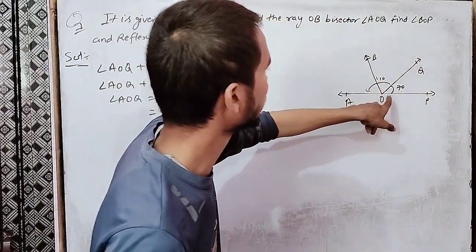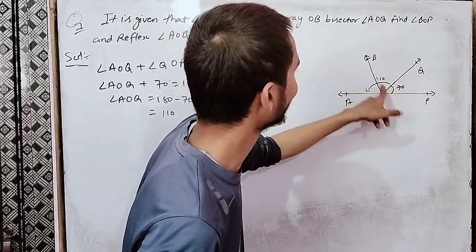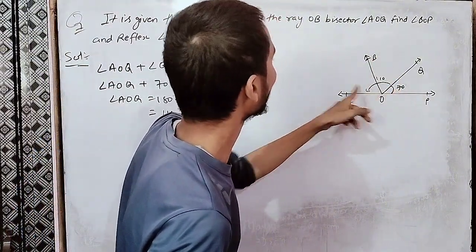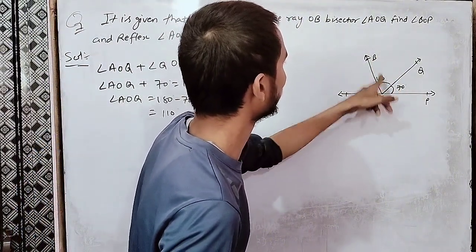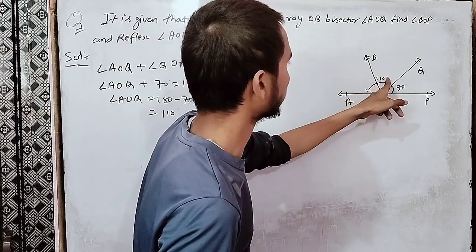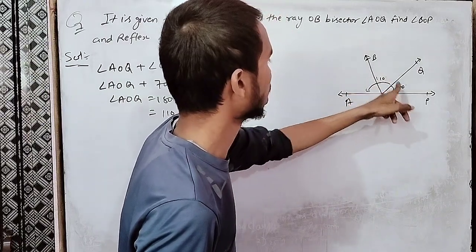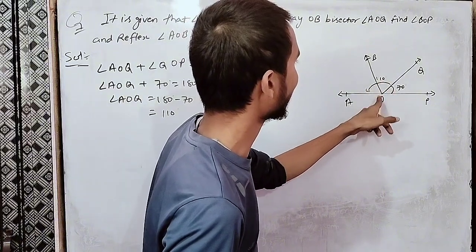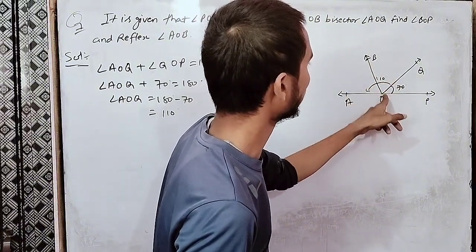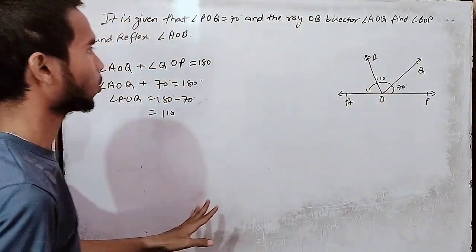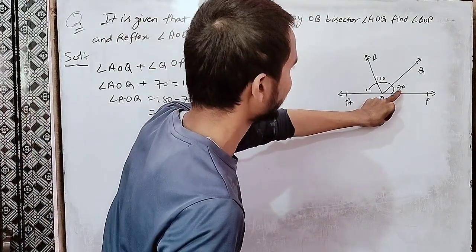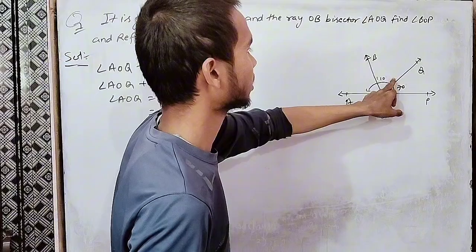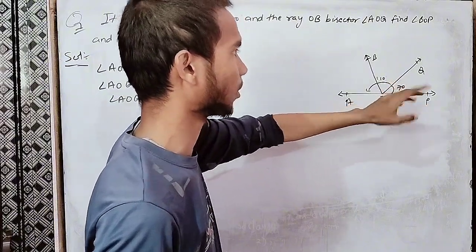BOP and a reflexive AOB, not acute. This is acute. AOB, this is acute, but reflexive, this is reflexive. So we are going to find out the value of this reflexive angle and the value of this BOP. Already we have been given the value of this angle, and we will add this to the value of this angle, but we don't know it.